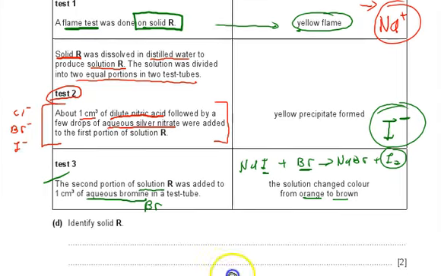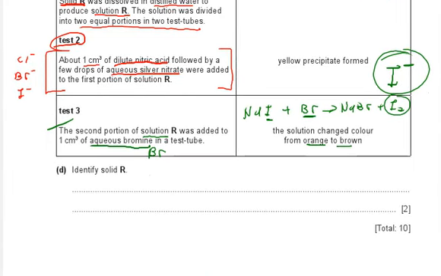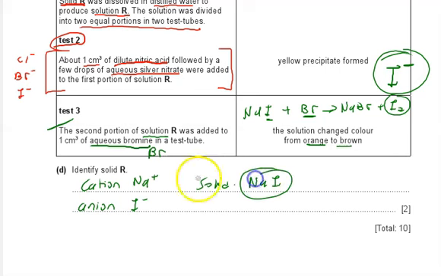So now identify solid R. So solid R, we will have cation as sodium positive and anion as iodide. So your solid here is sodium iodide. Okay, so here's the 2 marks. So total marks for this question is 10 marks. Okay, now let us look at the next question.